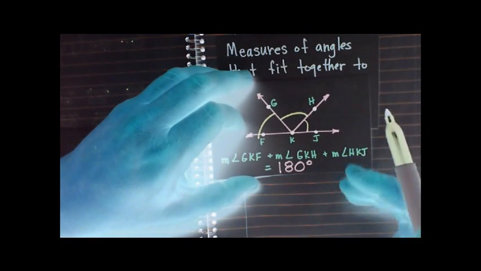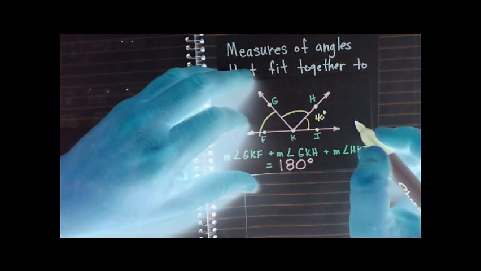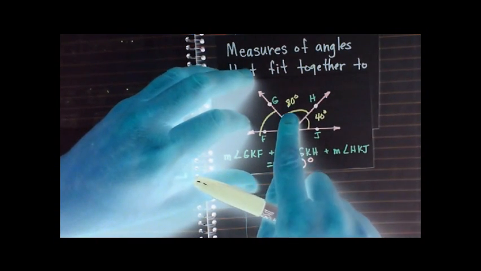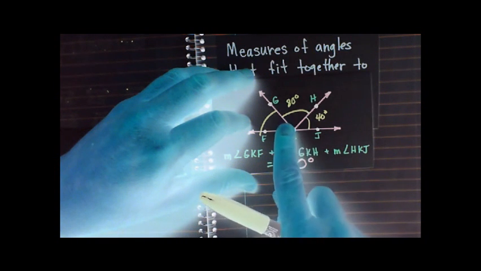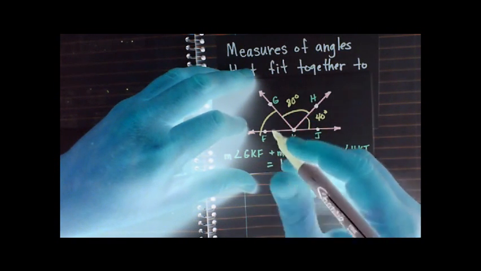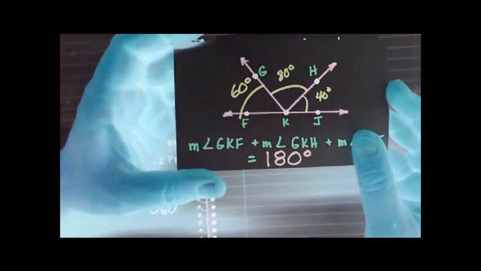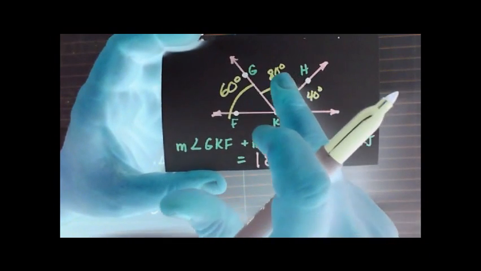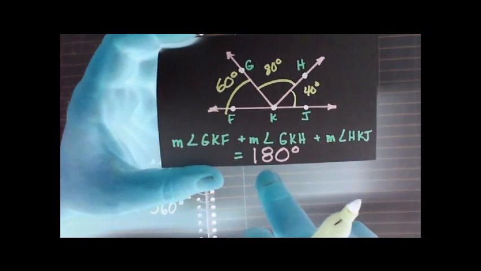So for example, let's say this is 40 degrees, and let's say this is 80 degrees, that would be 120 so far. And I know it's got to add to 180, so 180 minus 120, then this angle has to be 60 degrees. All the angles that total up to make a straight line have a total of 180 degrees.